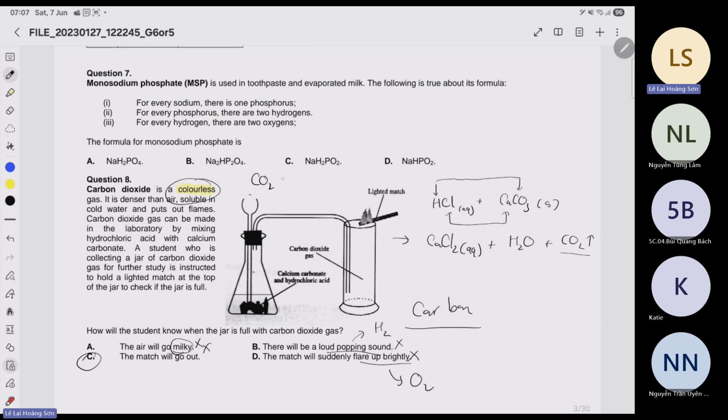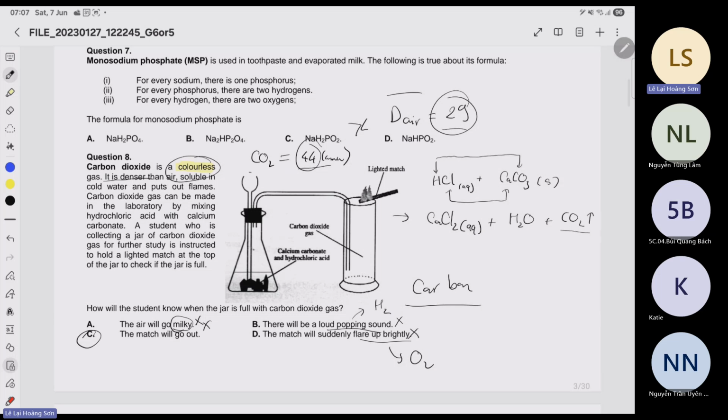So carbon dioxide has a molecular weight of 44 AMU. When you want to compare it to the density of air, the average density of the air is 29. If it's heavier than the air, the value is going to be higher. So here, 44 is higher than 29. Then carbon dioxide is heavier than air, and it is also provided in the information that you have.